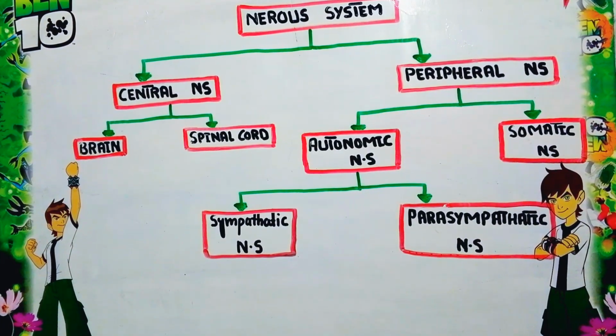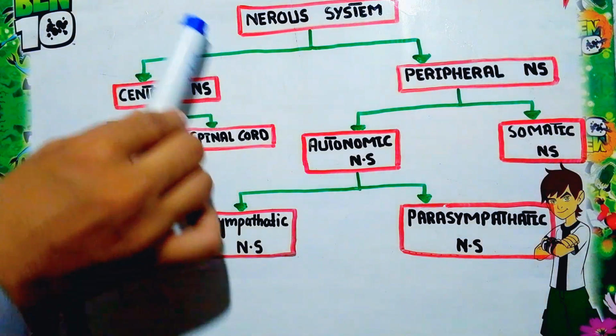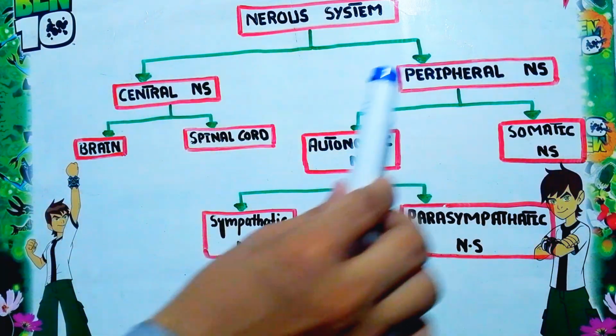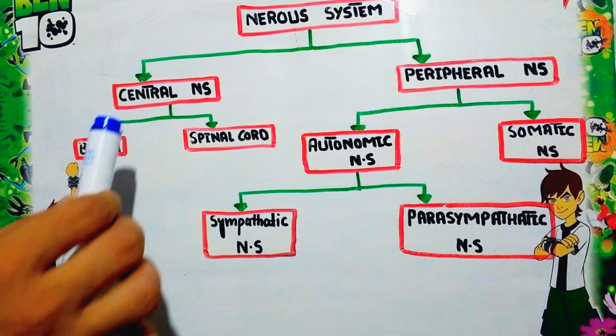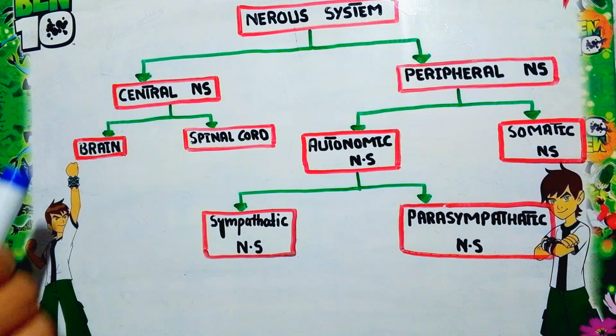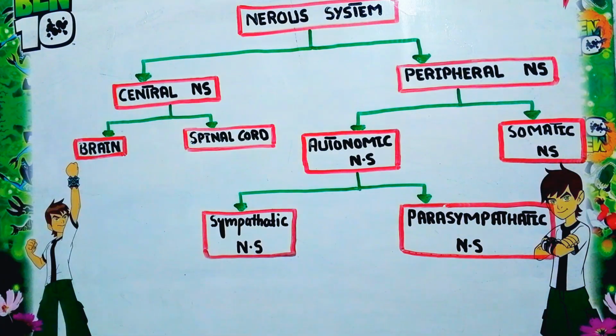Now we will discuss the division of the nervous system. The nervous system is divided into parts on the basis of the location where it is found. The first is the central nervous system, while the second is the peripheral nervous system. The central nervous system acts as a coordinating center. It consists of two parts: the brain and the spinal cord.